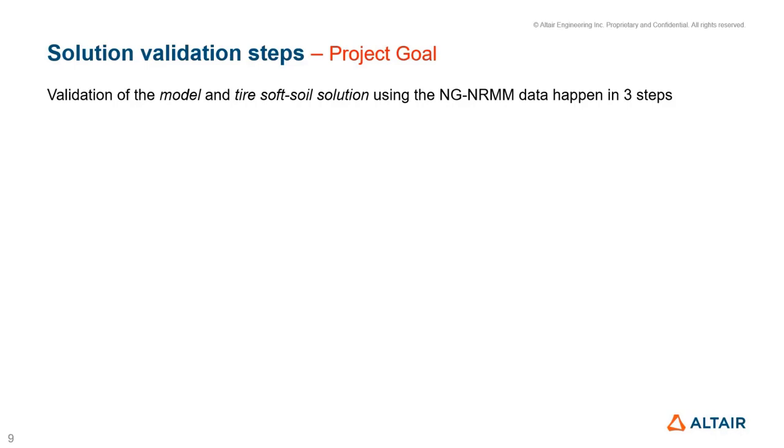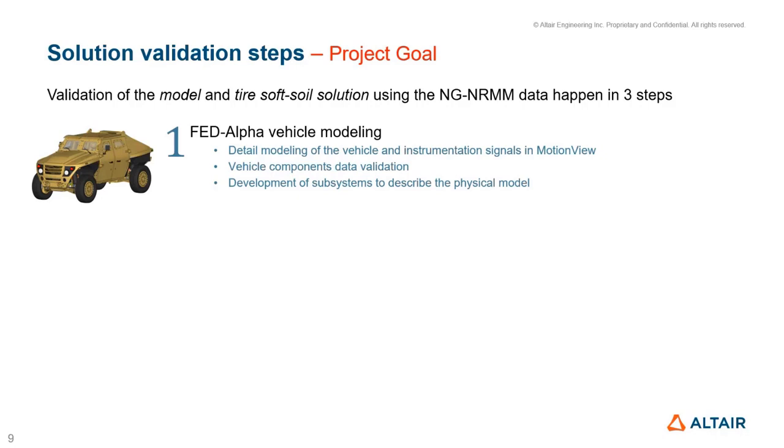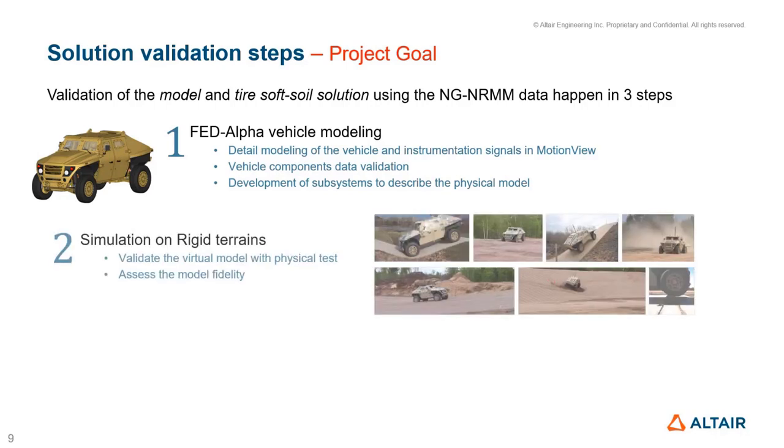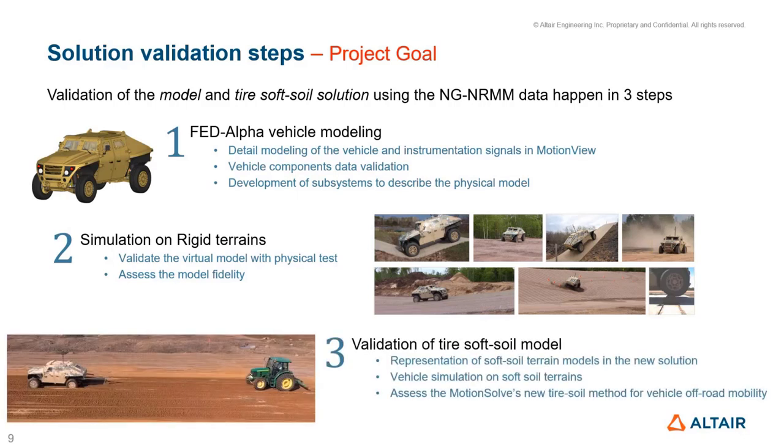MotionSolve. To do so, we mainly approached 3 steps, right? The first step was the representation of the Fed Alpha in MotionView, including all the detailed information available through the CDT. Then we progressed with the second step, which is the simulation on rigid terrain. This second step was mainly to validate the first, to validate if the modeling representation of the Fed Alpha was done in the proper manner. And finally, in the third step, we perform the validation of the soft soil model.